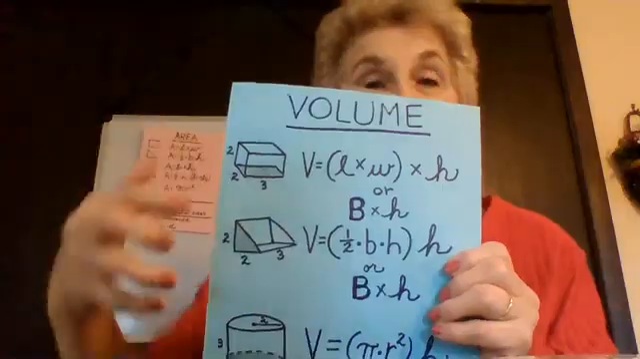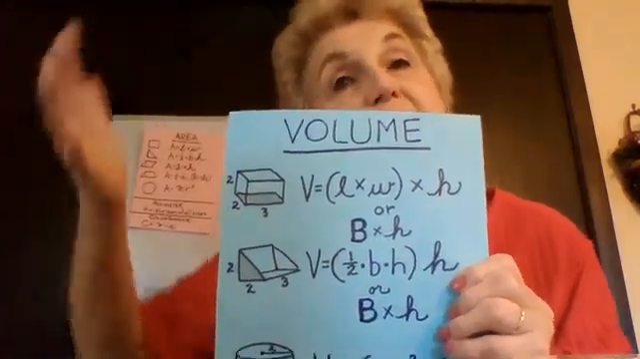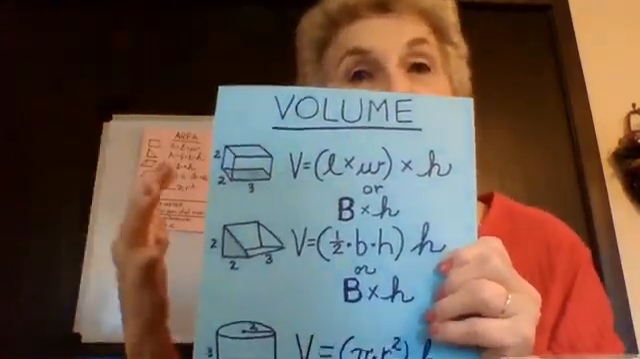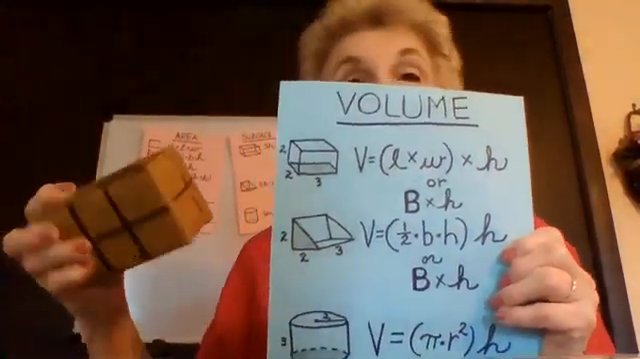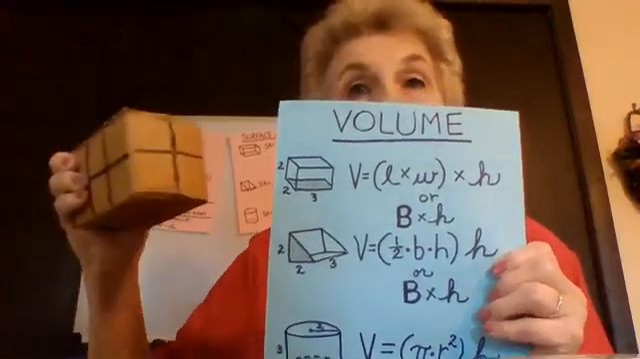Okay, volume is the inside, whereas surface area was only the outside of a figure, that which the air touches. Volume is what's inside. To find volume, you take the length times the width times the height because it's a three-dimensional figure.